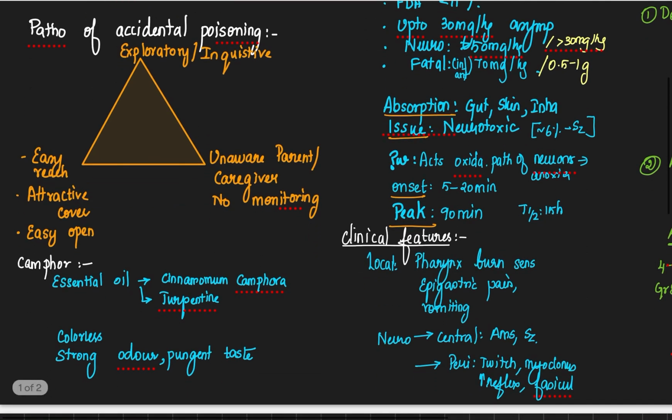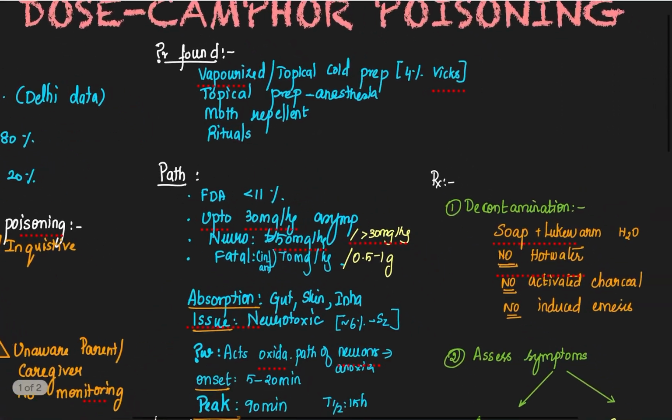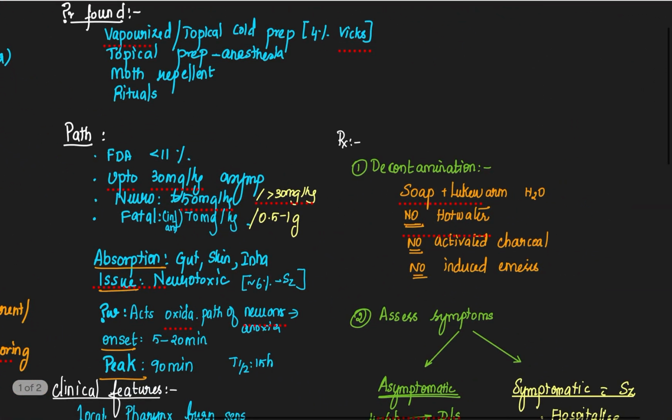Camphor is basically an essential oil that is derived from Cinnamomum camphora. If you can remember, you write this, but most of the camphor nowadays is derived from turpentine derivatives. It is colorless, or if it comes in those small pellet-like things, it's whitish in color. It has a strong odor and a pungent taste, so you cannot miss a child who has consumed or applied it all over themselves. You will definitely smell it.